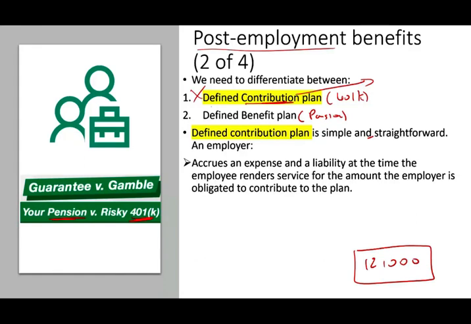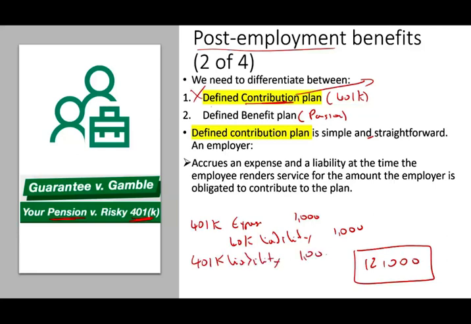Every month that you work, the company will debit, I'm just going to call it 401k expense, although you can call it many different things. You debit 401k expense, $1,000. Credit 401k liability, $1,000, assuming you haven't paid it yet. Then when you pay the liability, you debit 401k liability, $1,000, and you credit cash, $1,000, when you actually pay it.